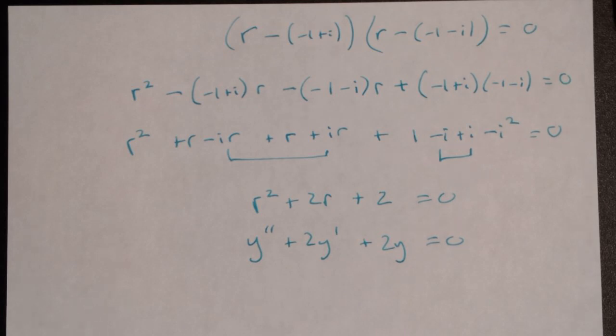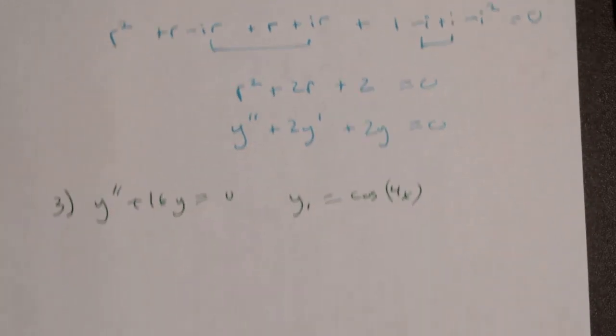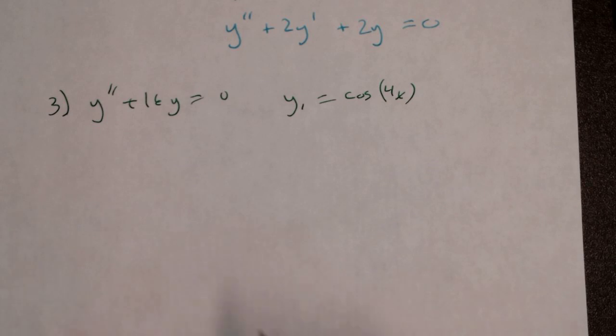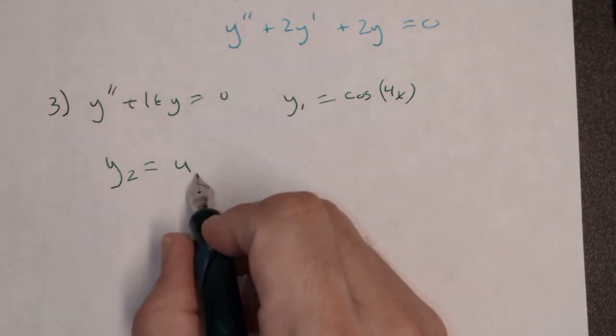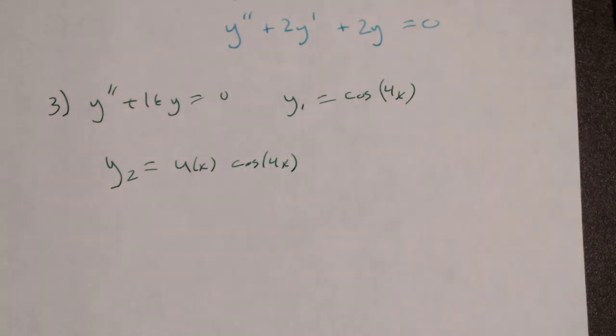It says y double prime plus 16y equals 0, and y1 is cosine x, right? Correct. Oh, yes, cosine 4x. Good catch. Y double prime plus 16y equals 0. Y1 is cosine 4x. I'm going to make the assumption that y2 should be some function of x times cosine of 4x. I need the first and second derivatives of that.